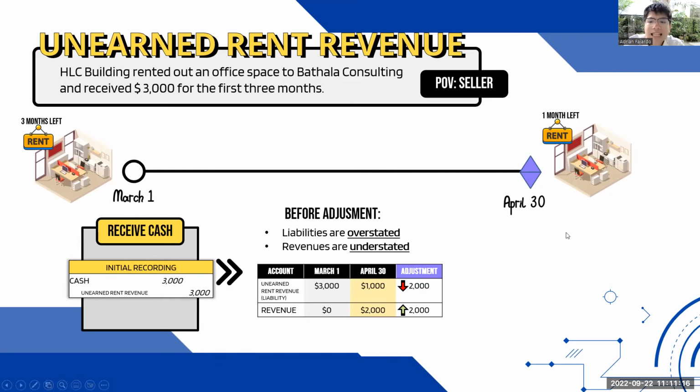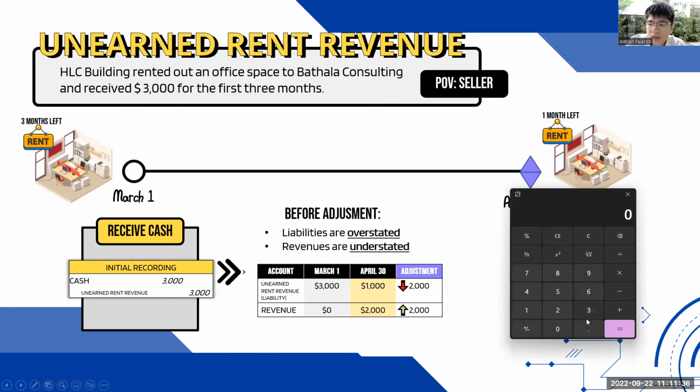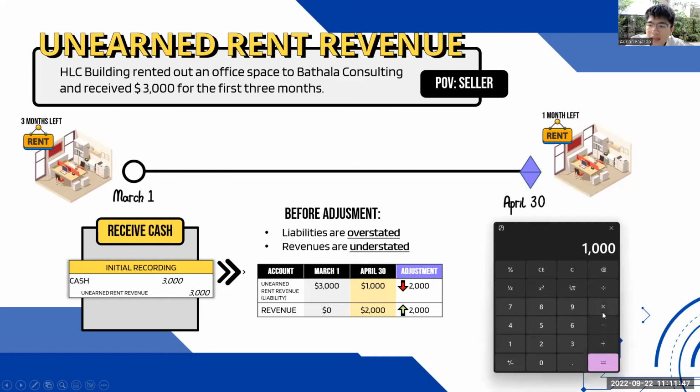April 30, my liabilities are overstated and my revenues are understated. Why? Because in the unadjusted trial balance, ang naka-reflect are the March 1 accounts. Na si unearned rent revenue, which is a liability, is still at 3,000 and my revenue is 0. When in fact, I should have recognized 2 months worth of revenue, right? So again, 3,000 divided by 3, meaning I get 1,000 in rent revenue per month. Given na April 30 na, I should have earned 2 months worth. So 1,000 times 2. So 2,000 dapat yung revenue ko.